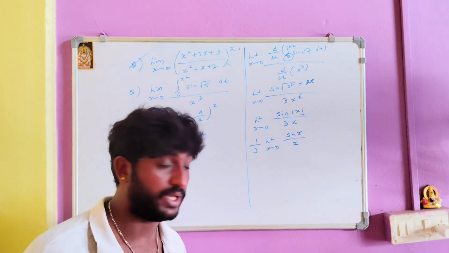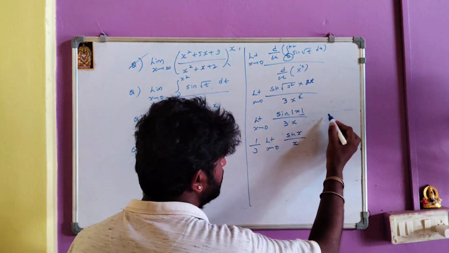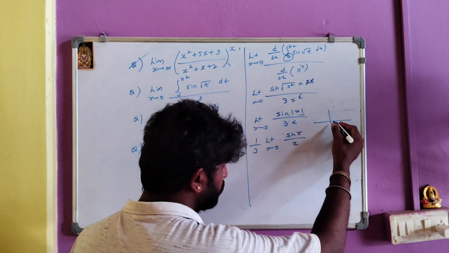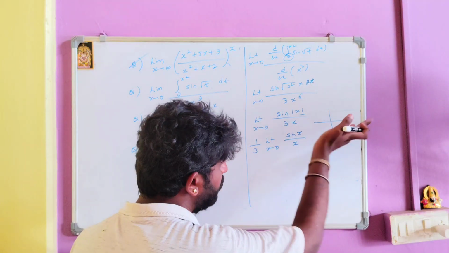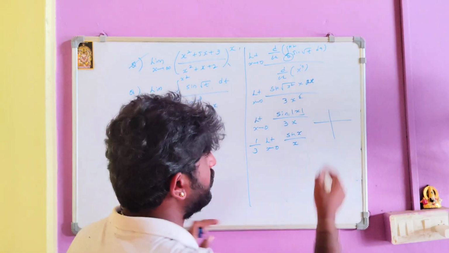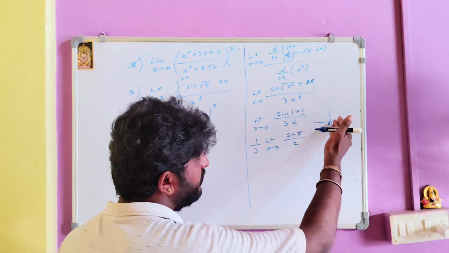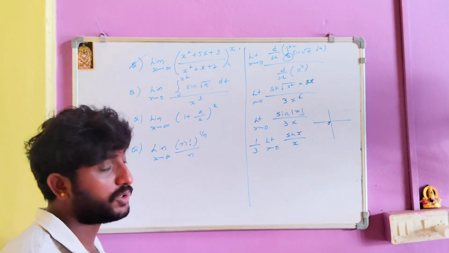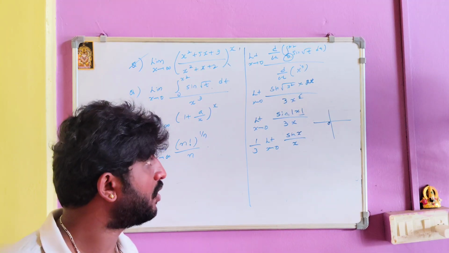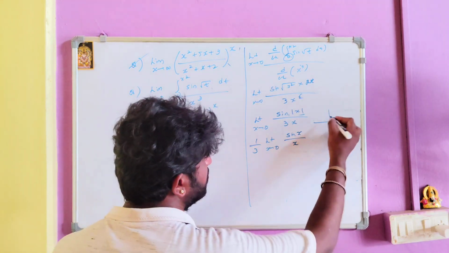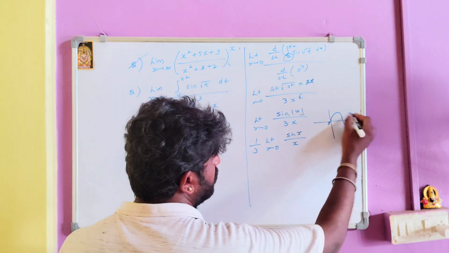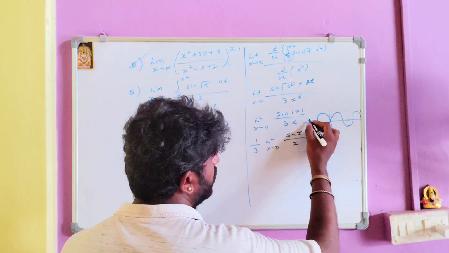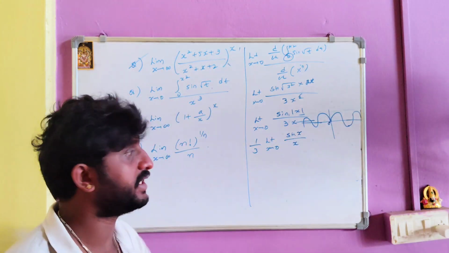Okay, why? Because see, the sin x graph is 0 there. If you're applying the limit here, at 0, the sine mod x graph is above the x-axis. It is a graph like this. Sine mod x graph, we get something like this.